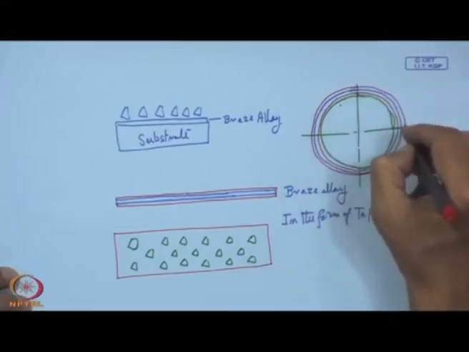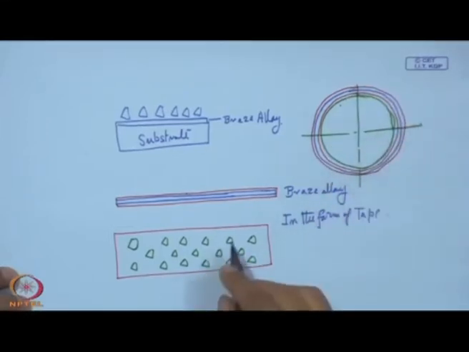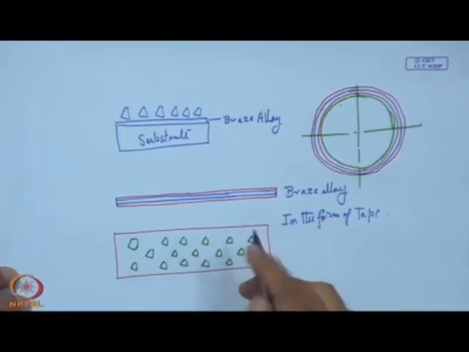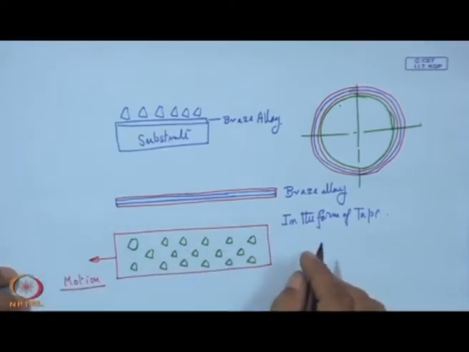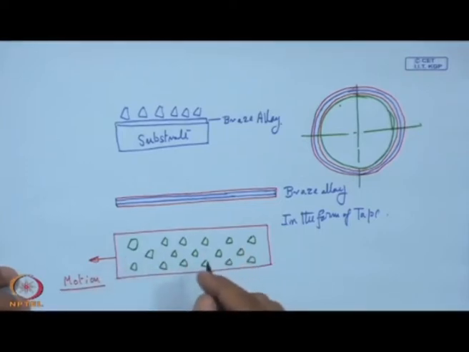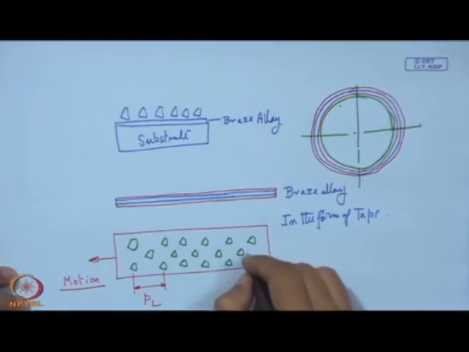The whole idea here is not to just sprinkle this material, but with a screen print technology we can have regular distribution. What is important, since this is going to be an abrasive tool, is that this will be the direction of motion, so the abrasive action will be done in this direction. So we can have two parameters: this is called the longitudinal pitch, and this is called the transverse pitch.